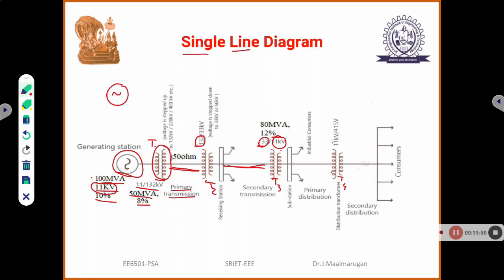Or it is a single phase 230 or 240 volt. 3 phase 415 volt. So here is a 3 phase system. Finally the consumer receives 415 volt. So this is the concept.